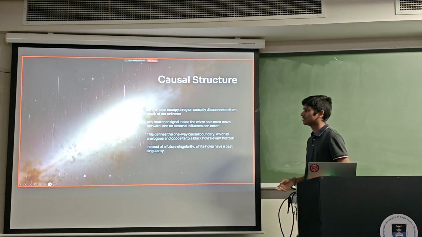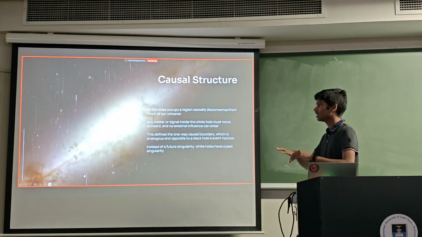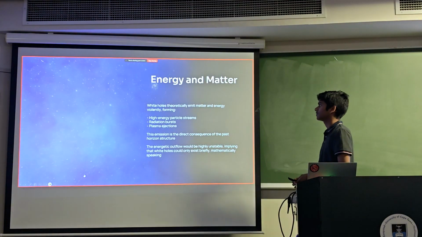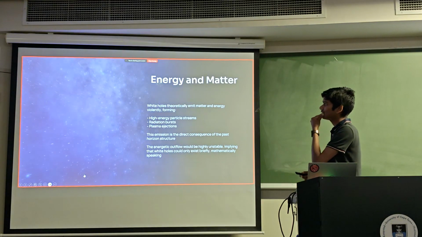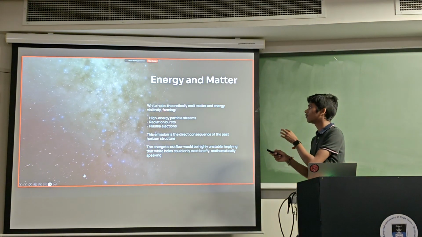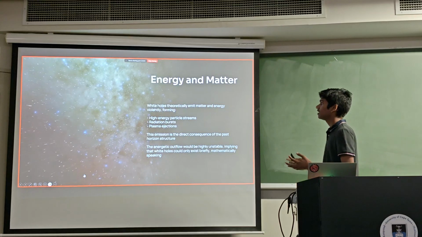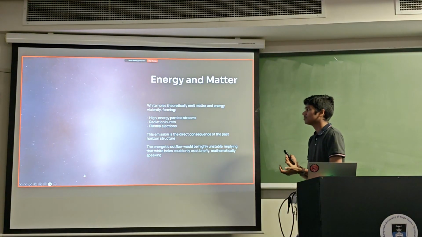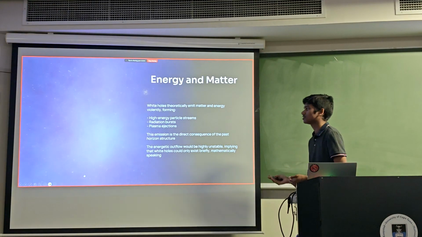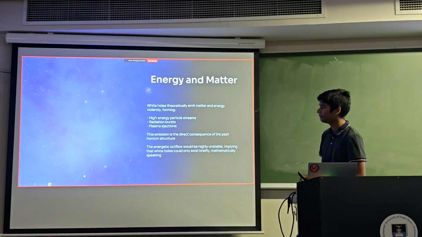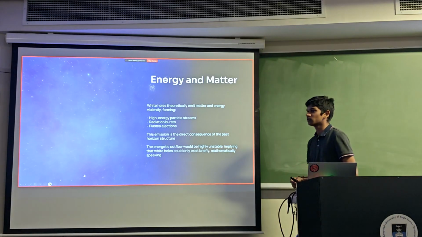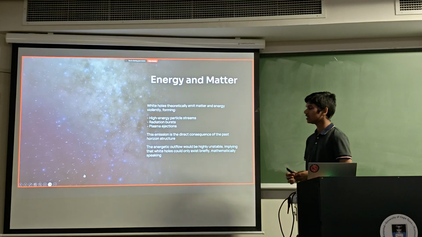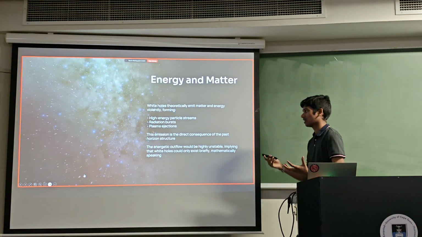It's a perfect opposite of a black hole. And instead of a future singularity, we have a past singularity. So that singularity expels matter instead of assimilating it. Now, in theory, white holes emit matter and energy in the forms of high energy particle streams, radiation bursts, or plasma ejections. This emission is obviously a direct consequence of the past horizon structure, but that energy outflow is, in theory, highly unstable. What that means is white holes can only exist briefly if you look at the math.